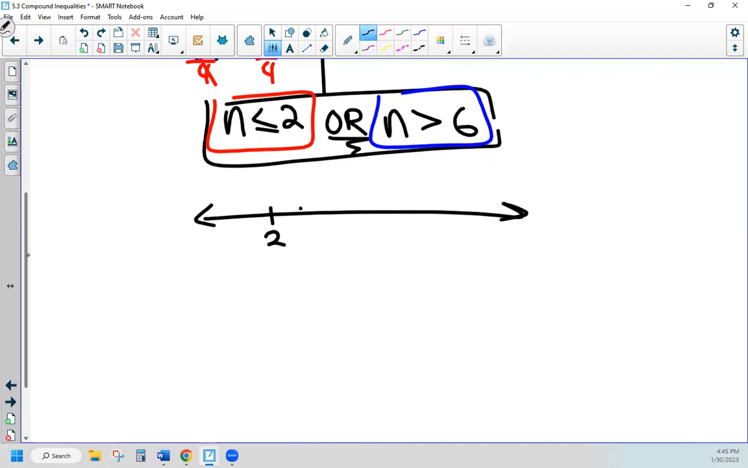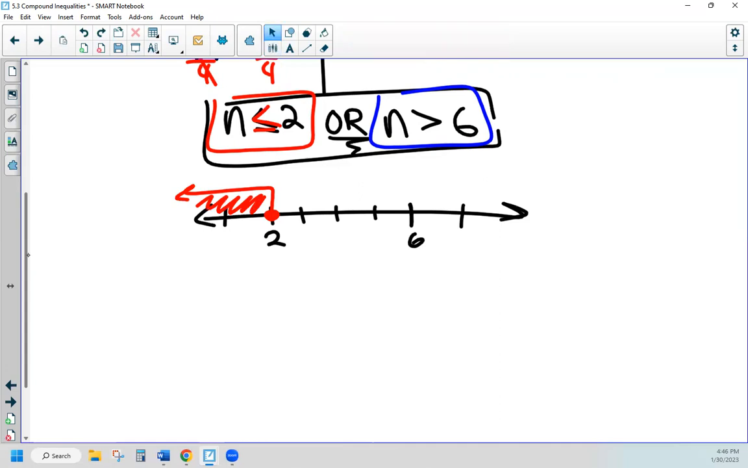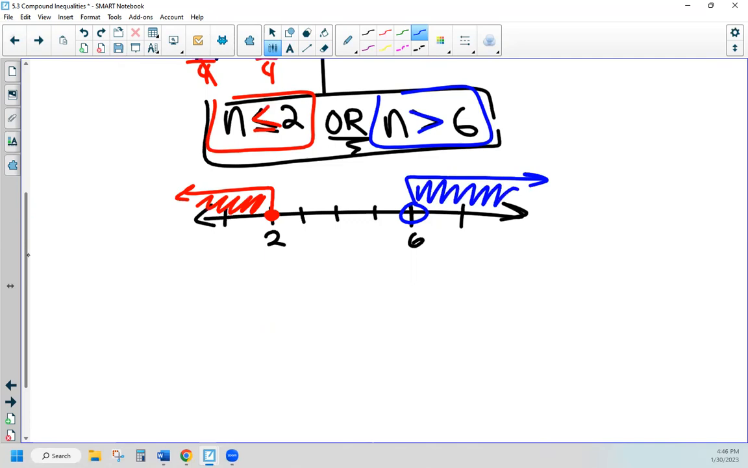We've got the numbers 2, 3, 4, 5, 6. I'll put some tick marks here just so I can have it nice and filled up. All right, cool. At 2, we have our equals to. That's a closed circle. And it says my answers are less than, so the shading goes that way. On this one over here, we don't have the or equals to, so that's an open circle, and my answers are more than. More than is always to the right. There you have it.